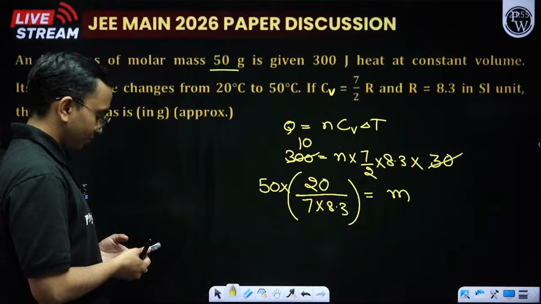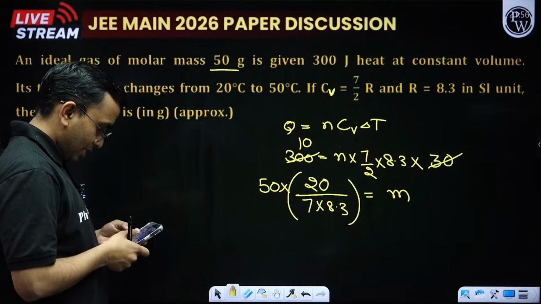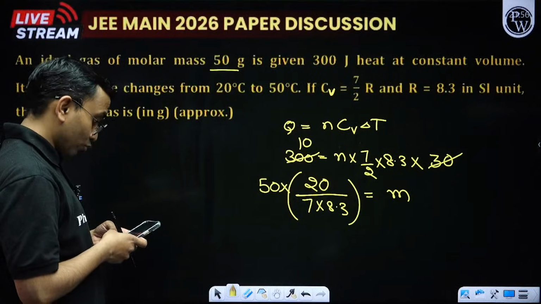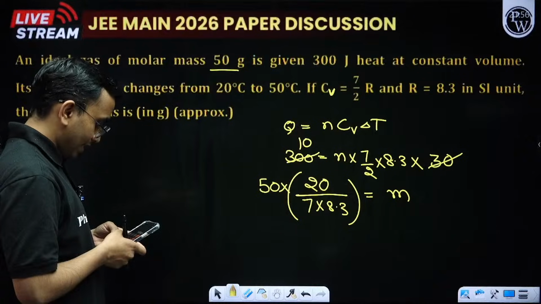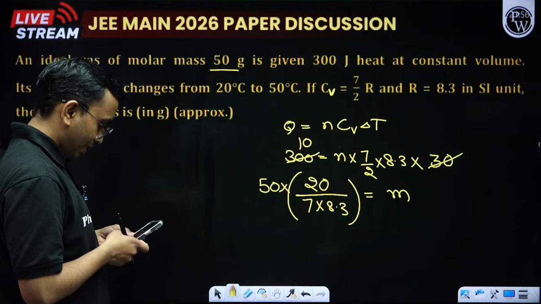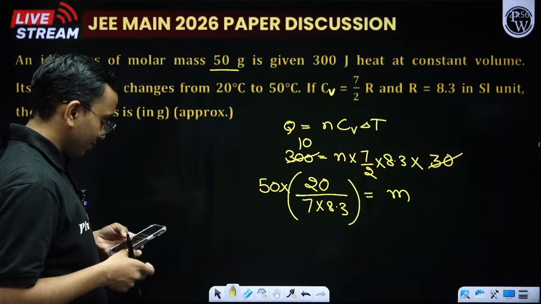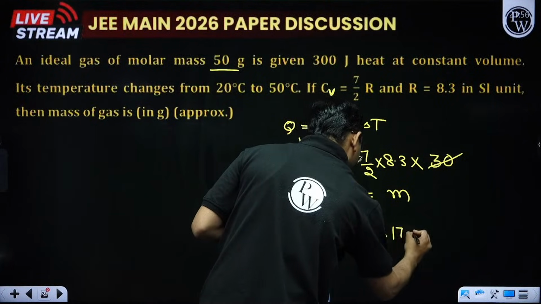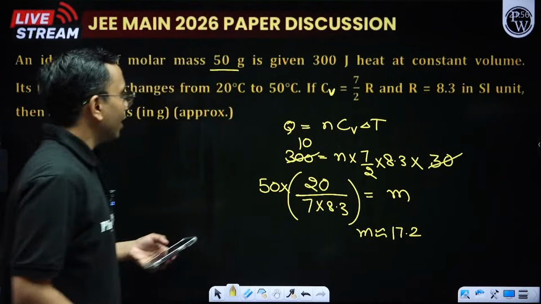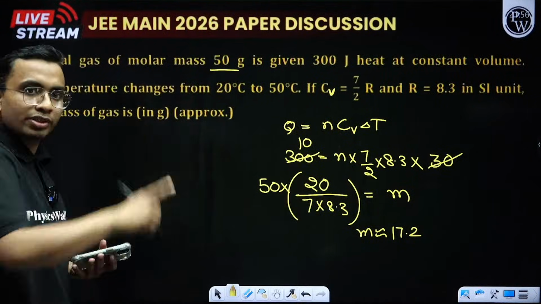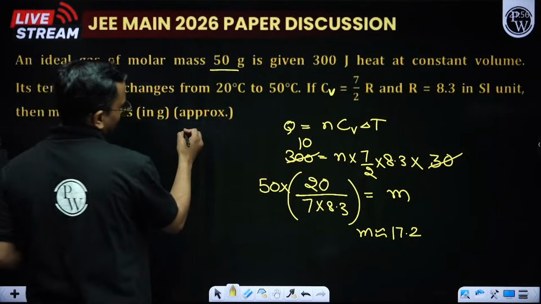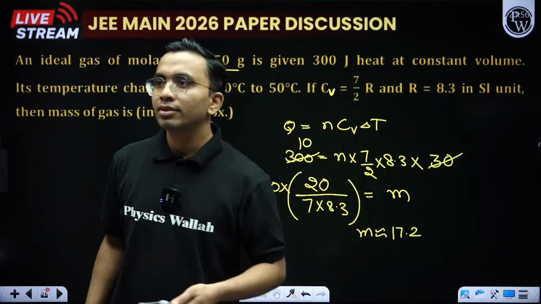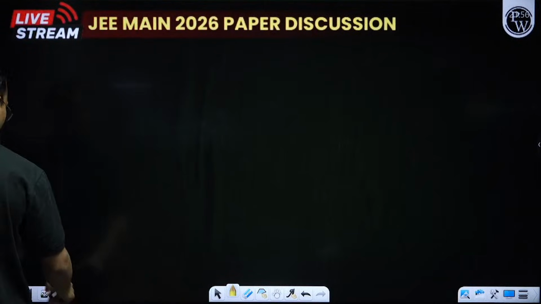Okay, now what is it? Let us do. So, we are having 1000 divided by 7 divided by 8.3. So, this becomes 17.2. If we have to mark the answer in approx, meaning the nearest integer, so that is 17. If we round it off, this will be 17. 17. Okay.